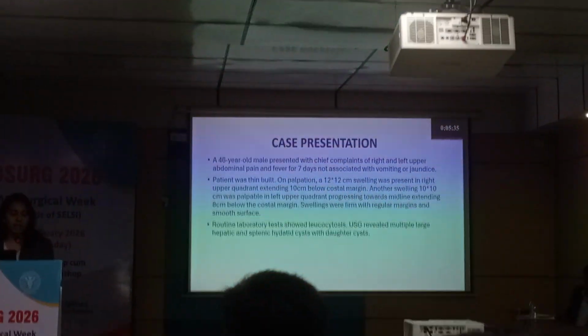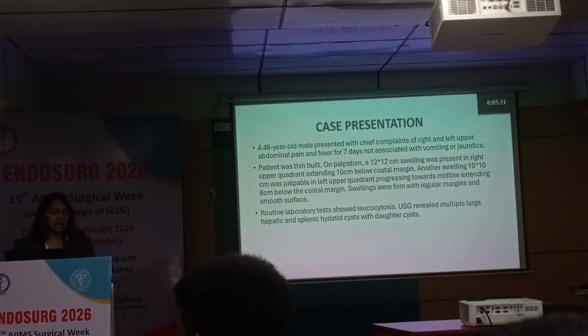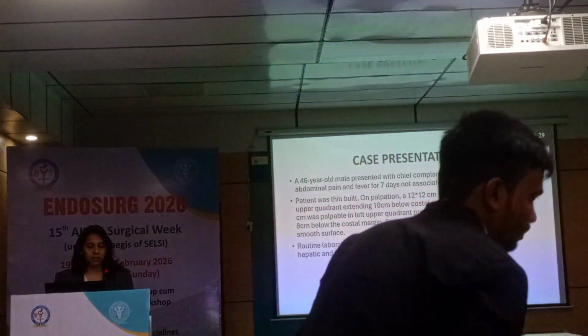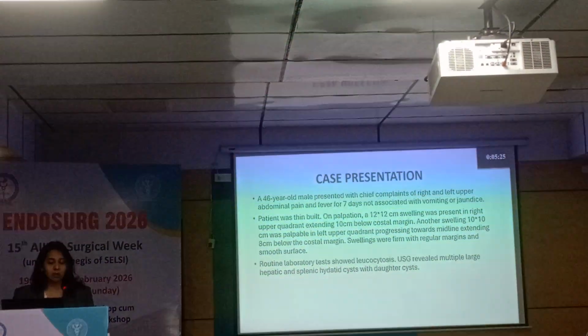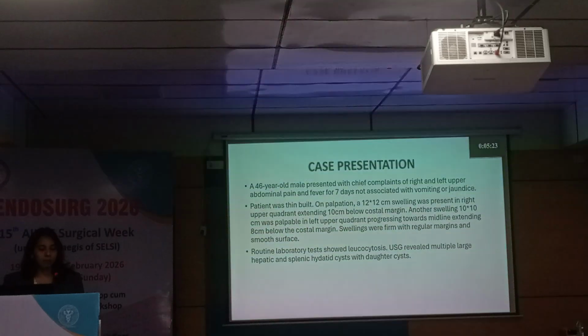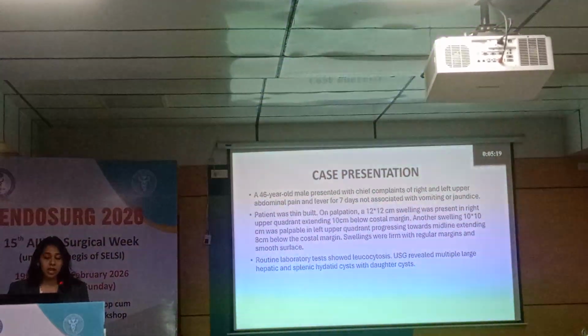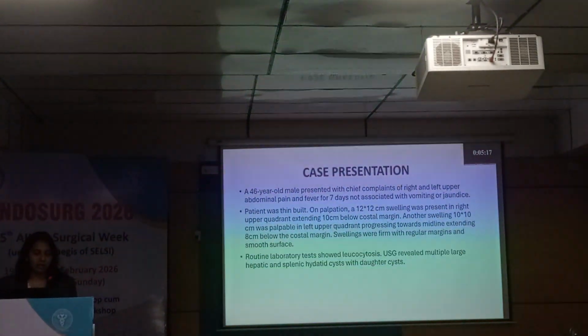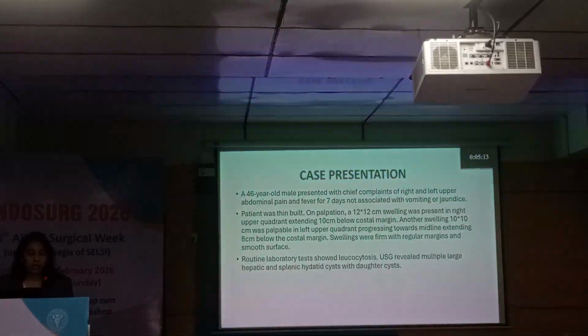I am presenting the case of a 46-year-old male who presented with right and left upper quadrant pain and fever for 7 days. On palpation, a 12 by 12 centimeter swelling was present in the right upper quadrant, extending 10 centimeter below the costal margin. Another similar swelling was present in the left upper quadrant, progressing towards the midline.